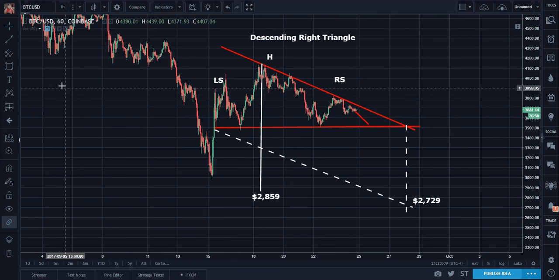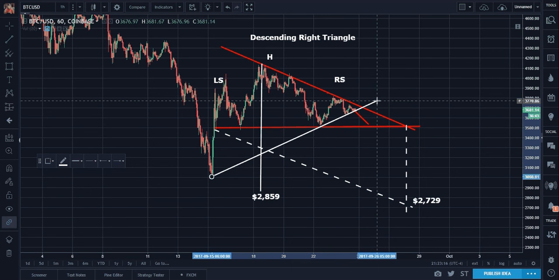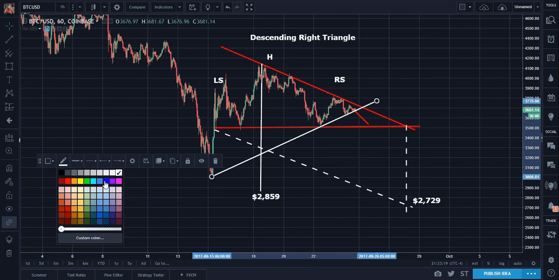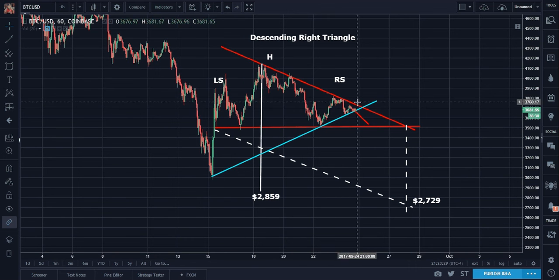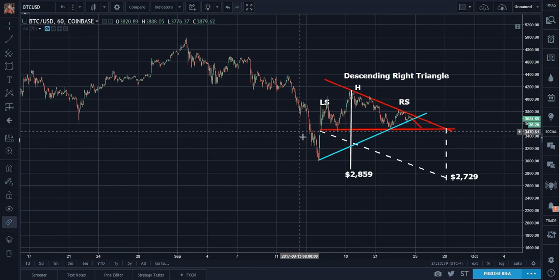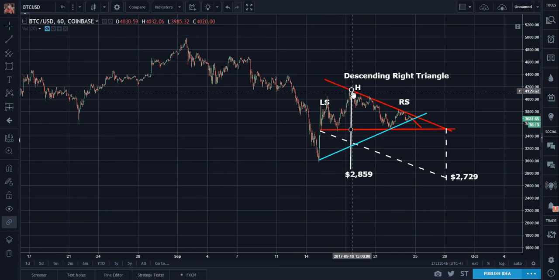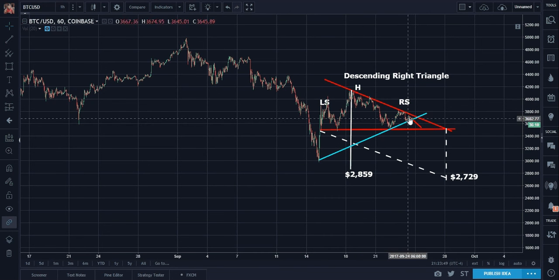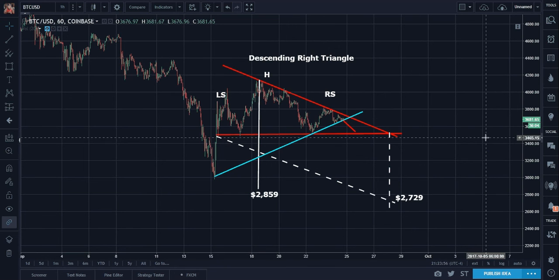I had received a message saying that maybe this is a triangle, like so. So this line and this line here could be a triangle. So if you have a declining move, and then the triangle is being formed: 1, 2, 3, A, B, C, D, E. Possible.